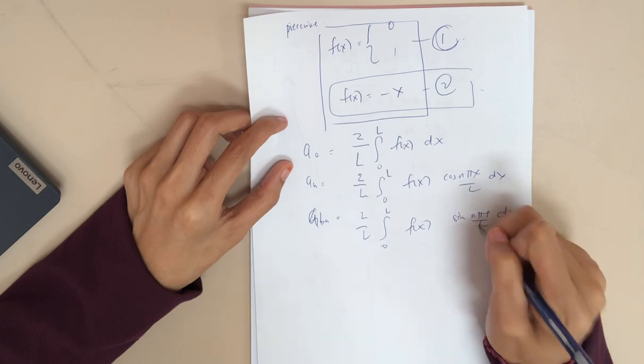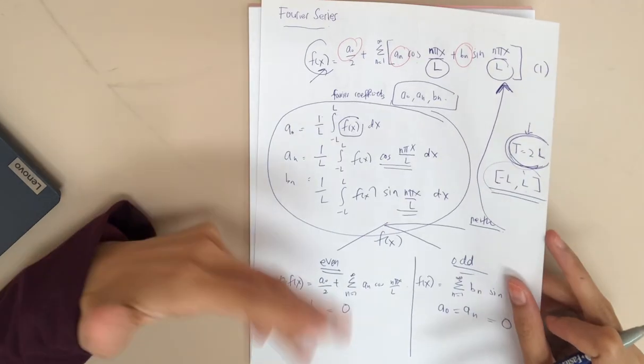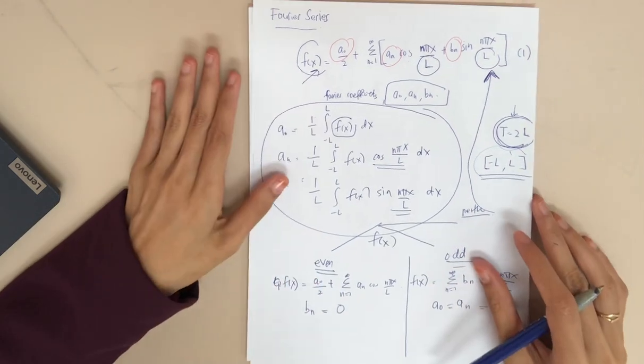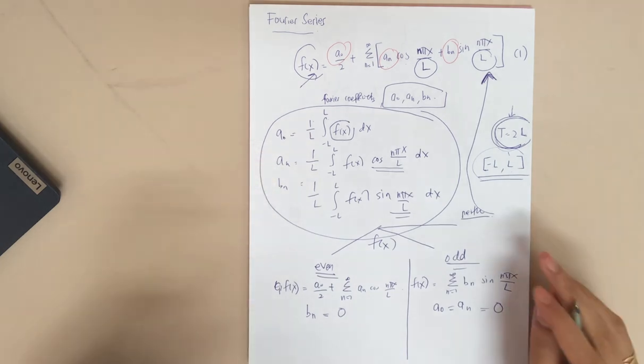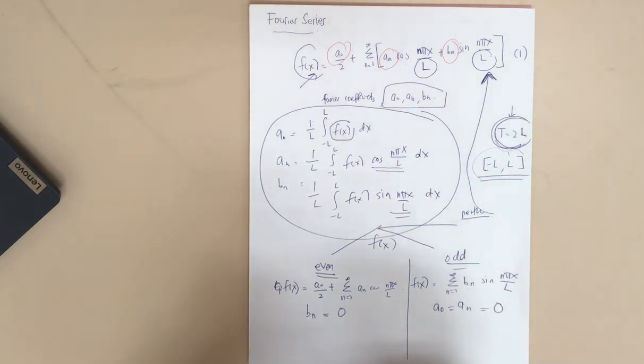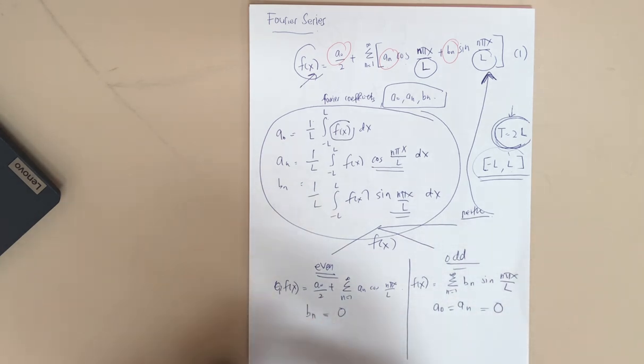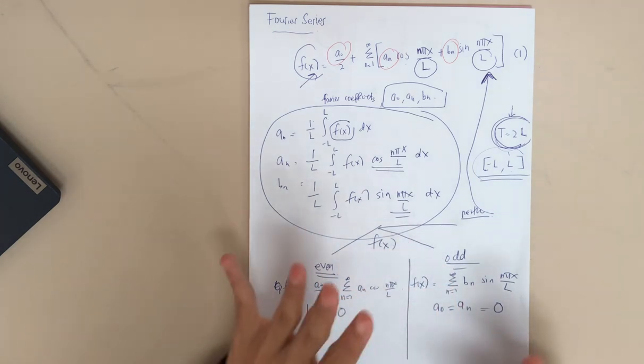Alright, class. So this is the introduction I give you first for the equations that will be involved in the Fourier series. In the next video I will show you the example for each case. So I will do it for even, and then I will do it for odd, and also I will do it for the neither case. Alright, okay, class.